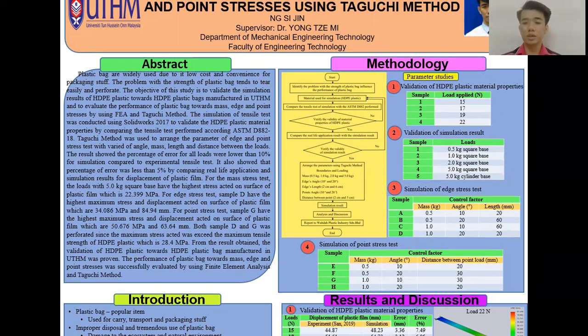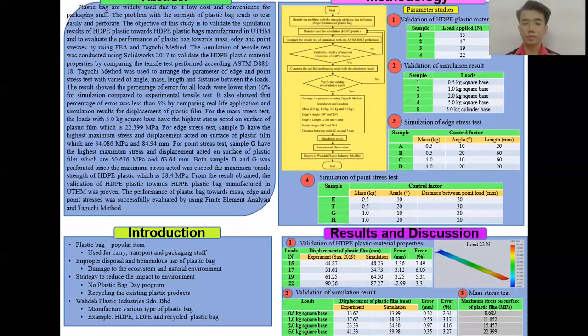For the third one, it is the simulation of stress test. There are 3 different factors used, which are mass, angle, and the length. And each factor has 2 levels. The reason why this parameter is set like this is because it's related to the fish fin, which is the dorsal fin, because people found that the fish fin always pierces the plastic bag and makes it tear.